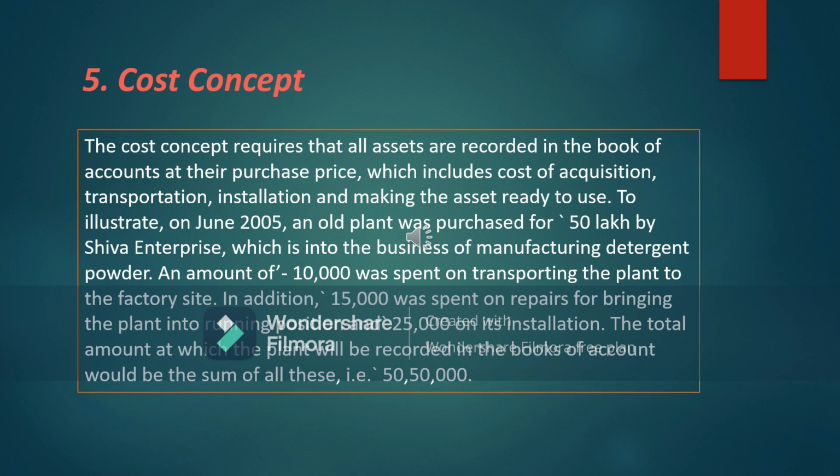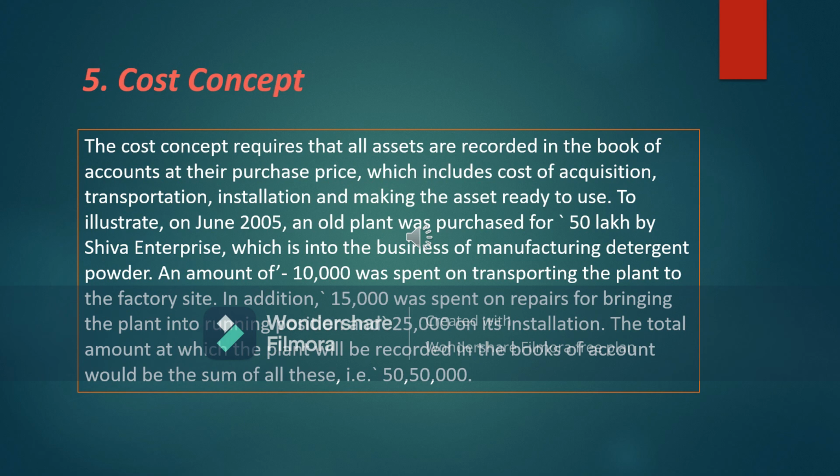Now number 5 is the cost concept. The cost concept requires that all the assets are recorded in the books of account at their purchase price, at which cost they are purchased, which includes the cost of acquisition and transportation. In the purchase cost we will include the acquisition cost, then transportation cost, installation cost, and the cost of making the asset ready to use. All these will be part of the cost.